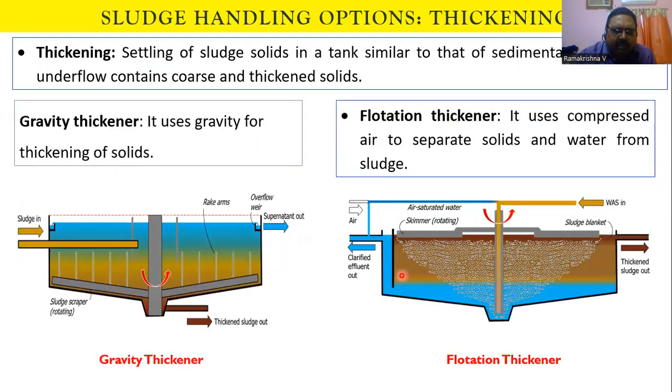Now you see another option here, thickening. Thickening means settling of sludge solids in a tank similar to the sedimentation tank. The underflow contains coarse and thickened solids. In the gravity thickener, in place of raw water or sewage, we put the sludge. Ultimately there are coarser solids and finer solids. Coarser solids will settle to the bottom and finer solids will remain in suspension.